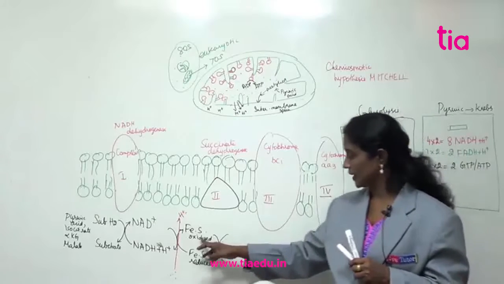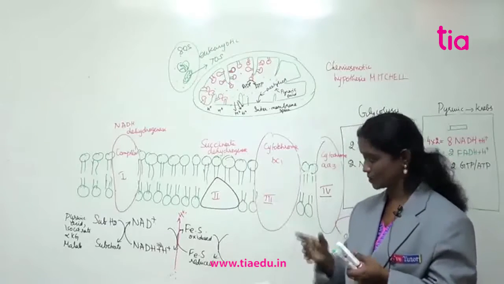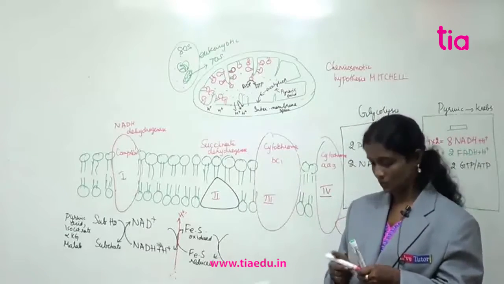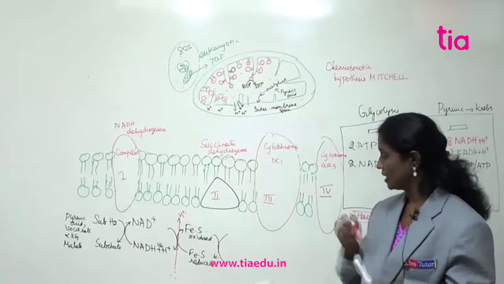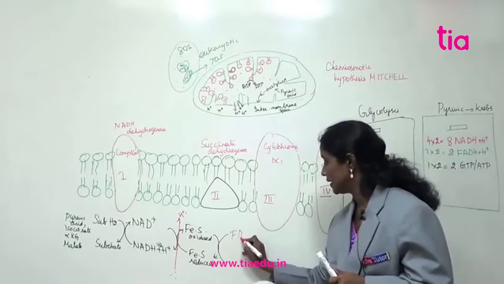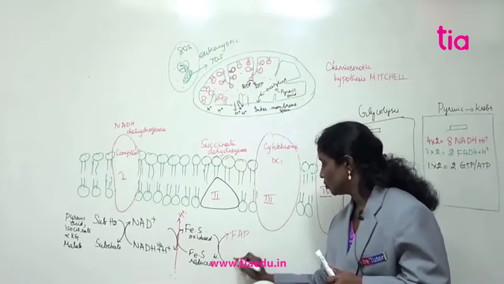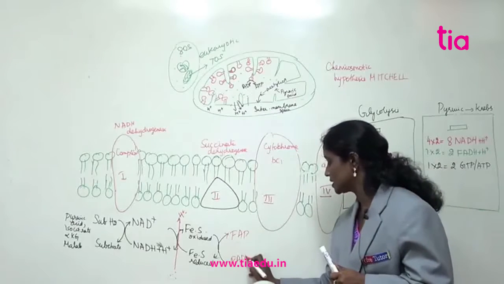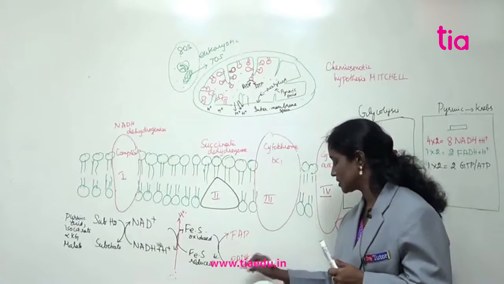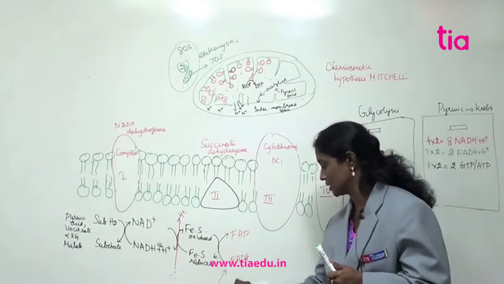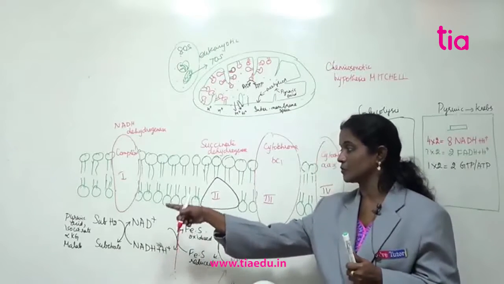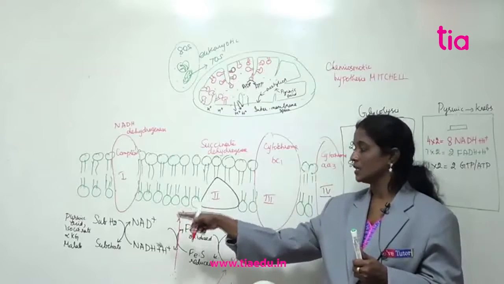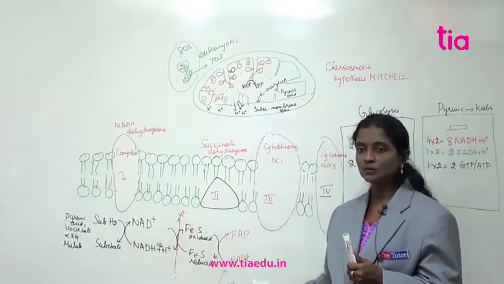Now coming to complex 2. The complex 2 is FAD. The flavoprotein comes in, FAD goes to FADH2 from the substrate, succinate dehydrogenase. From the substrate intermediate, it comes from succinate, you have to keep in mind, like how we said it comes from pyruvate, isocitrate, alpha KG, malate. So this comes from succinate.